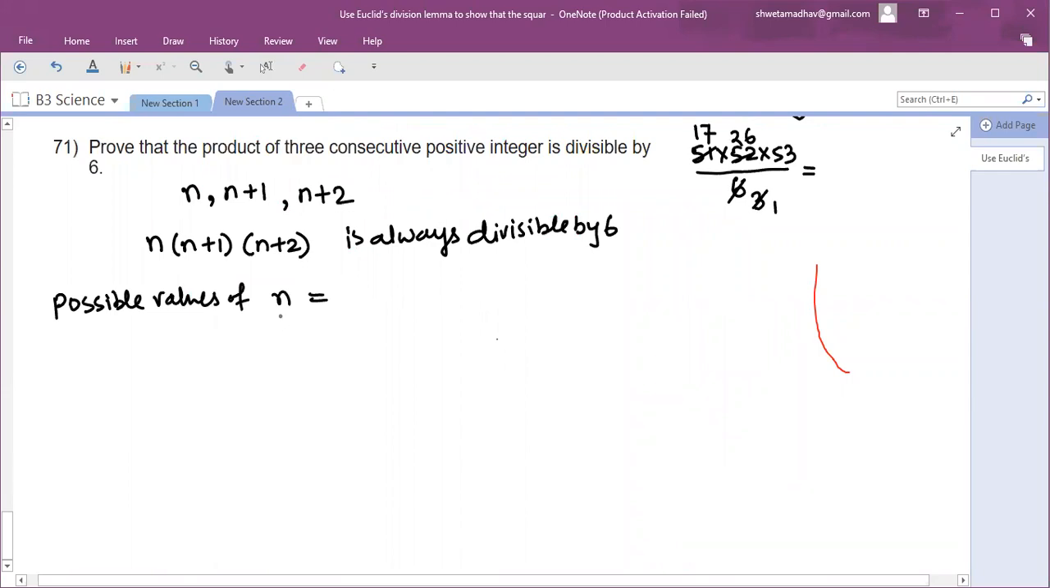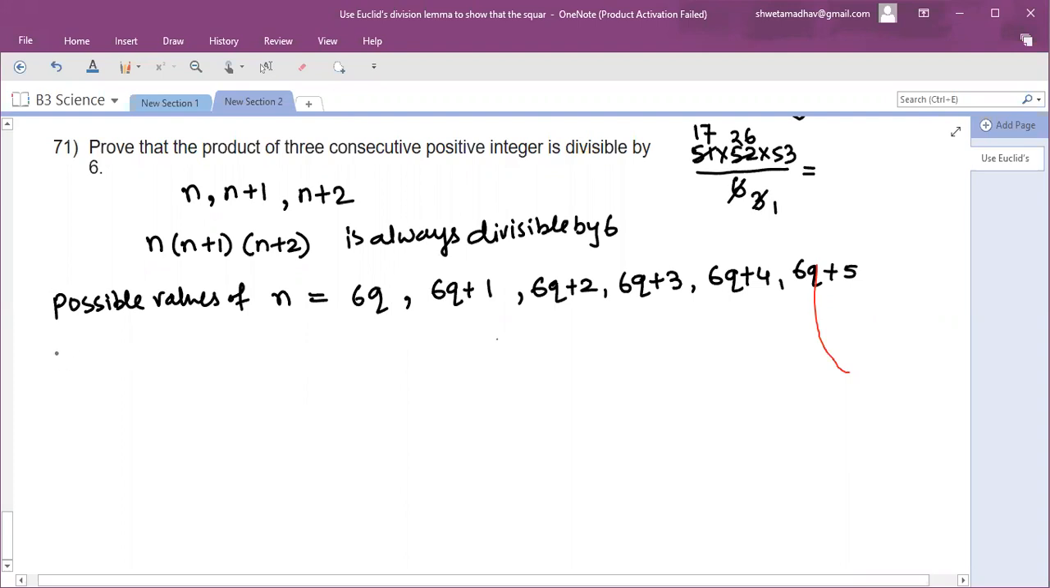When n is divisible by 6, what are the possible values of n? 6q, 6q plus 1, 6q plus 2, up to 6q plus 5. Yes, 6q or 6q plus 1 or 6q plus 2 or 6q plus 3, depending on the remainders, and 6q plus 5, right? Are these the possible values of n? Yes, clear, ma'am.